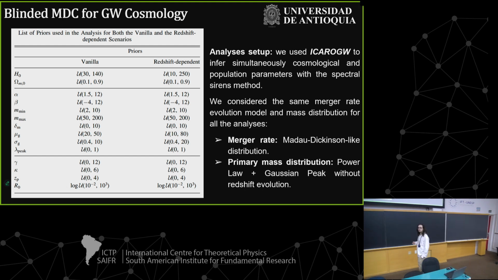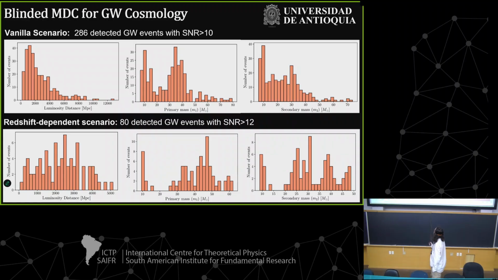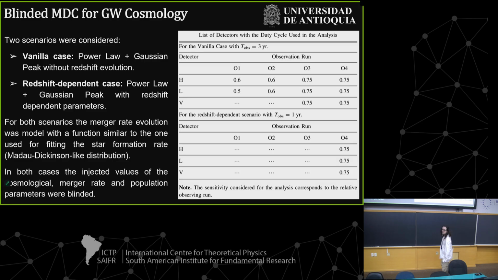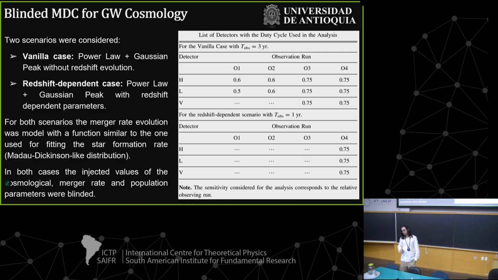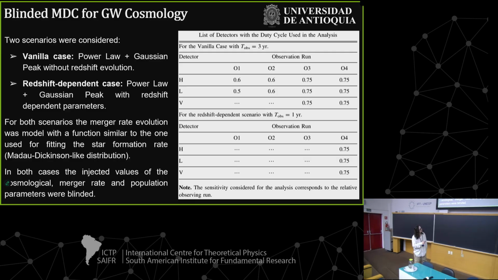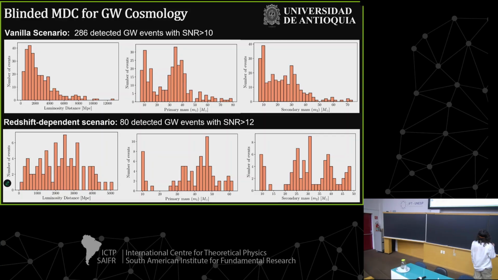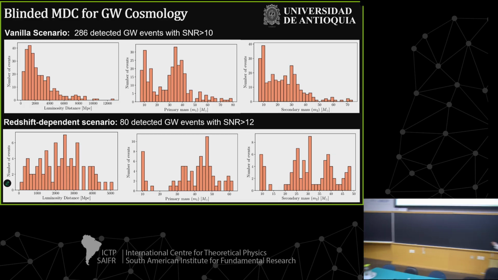Sorry, about the absolute number of detections, was it fixed by a given observation time, or how was the number of detections fixed? Oh, okay, so you have this observing time, 3 years for the vanilla case and 1 year for the redshift-dependent case. And those are the duty cycles, 0.6? Exactly. Those are the duty cycles of each observing run. For the vanilla case we consider the 4 observing runs, but for the redshift-dependent case, only 4. And then the criterion was the SNR threshold in this case. So depending on the SNR, the events were deemed as detected or not.